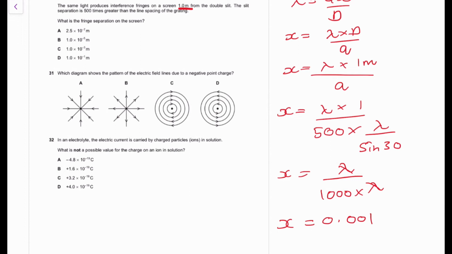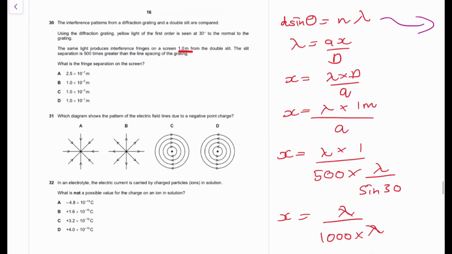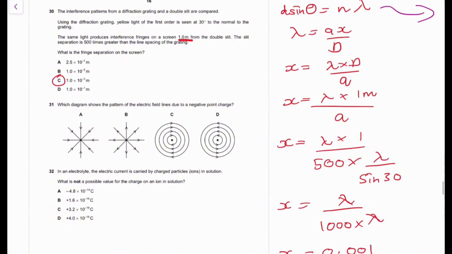And that's going to be our value of x. So our fringe separation for number 30 is going to be C, which is 1.0 times 10 to the power of negative 3. The answer is C.